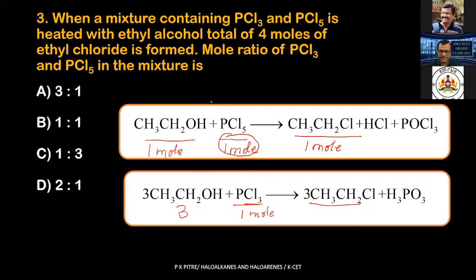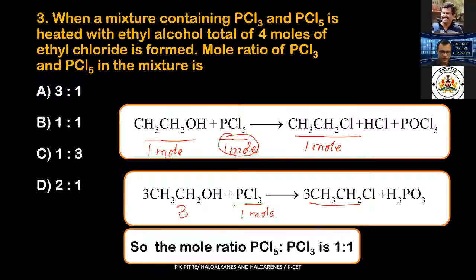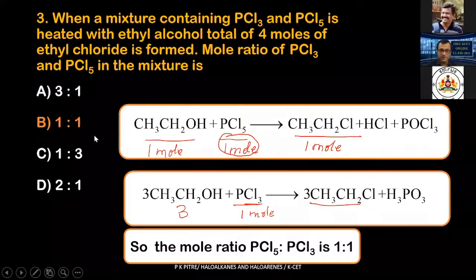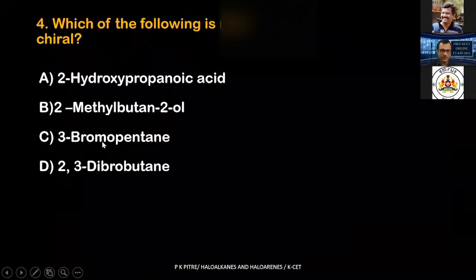PCl3 and PCl5. So look into this. You have used 1 mole of PCl5. You have used 1 mole of PCl3. So what should be your option? Your option should be that PCl5 and PCl3 are in the ratio of 1:1. So the option should be the second one. If you had written directly 3:1, you would go wrong. If you have written it as 1:1, then you are conceptually correct. Okay, let us move on to the next question.